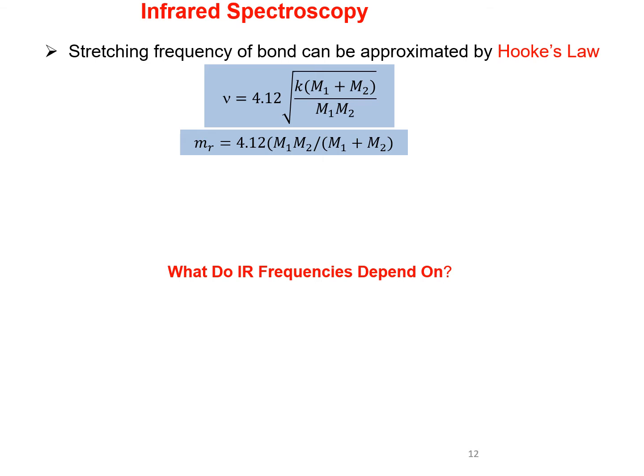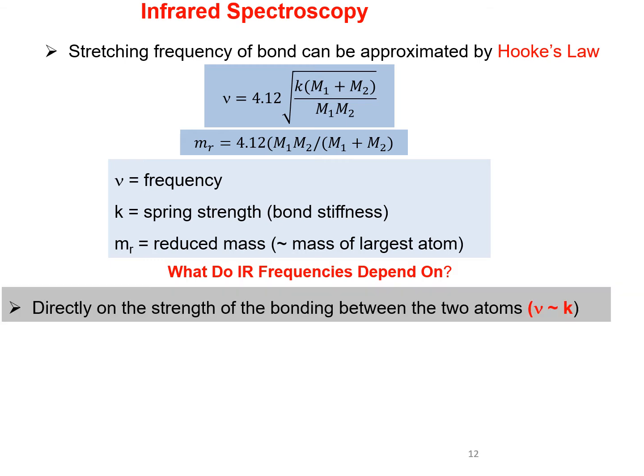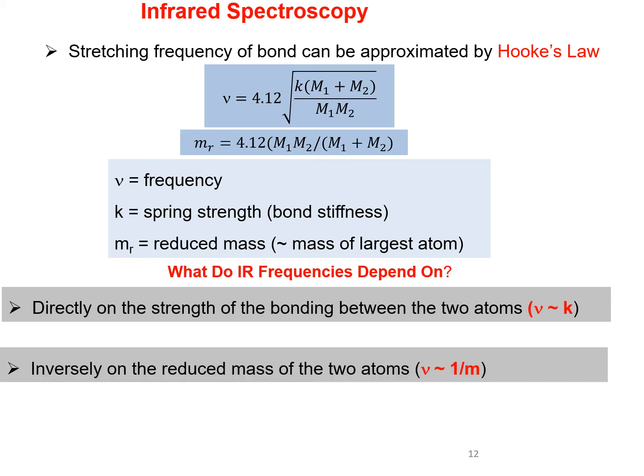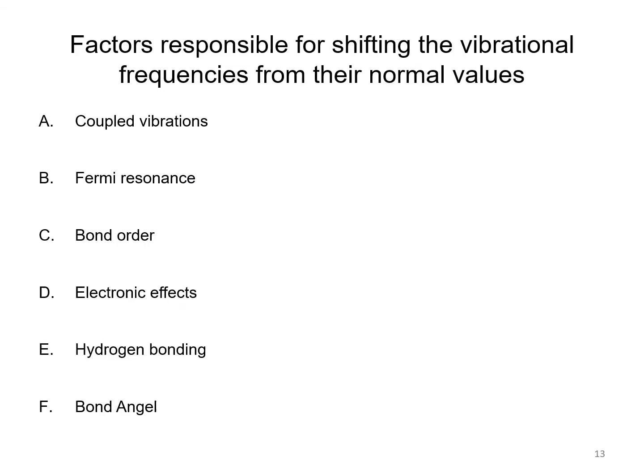The stretching frequency of a bond can be approximated by Hooke's law. The frequency depends on the spring strength or bond stiffness and the reduced mass of the molecule, as represented in the equation here. It depends directly on the strength of the bonding between the two atoms, and inversely on the reduced mass of the two atoms. So nu is expected to increase with increasing bond strength or bond order and decreasing mass.